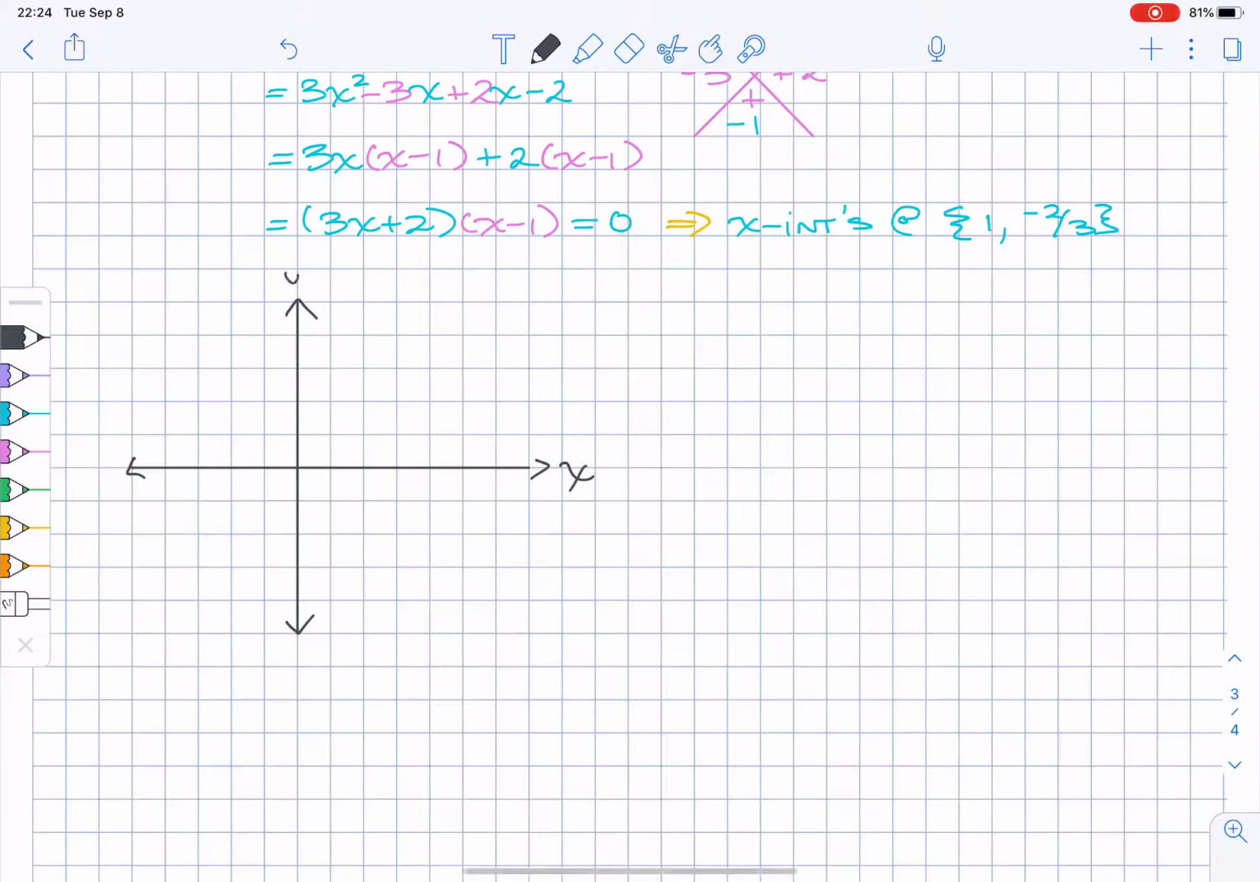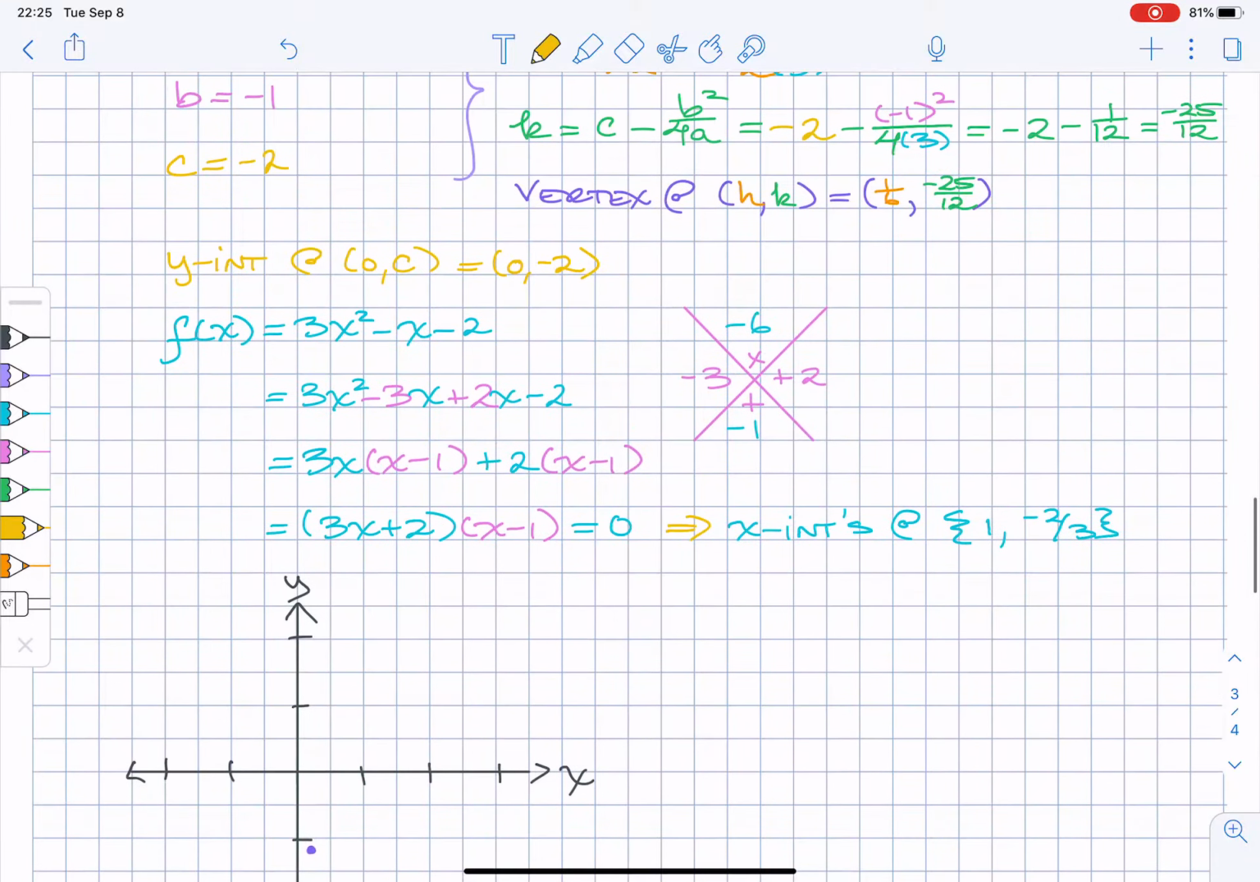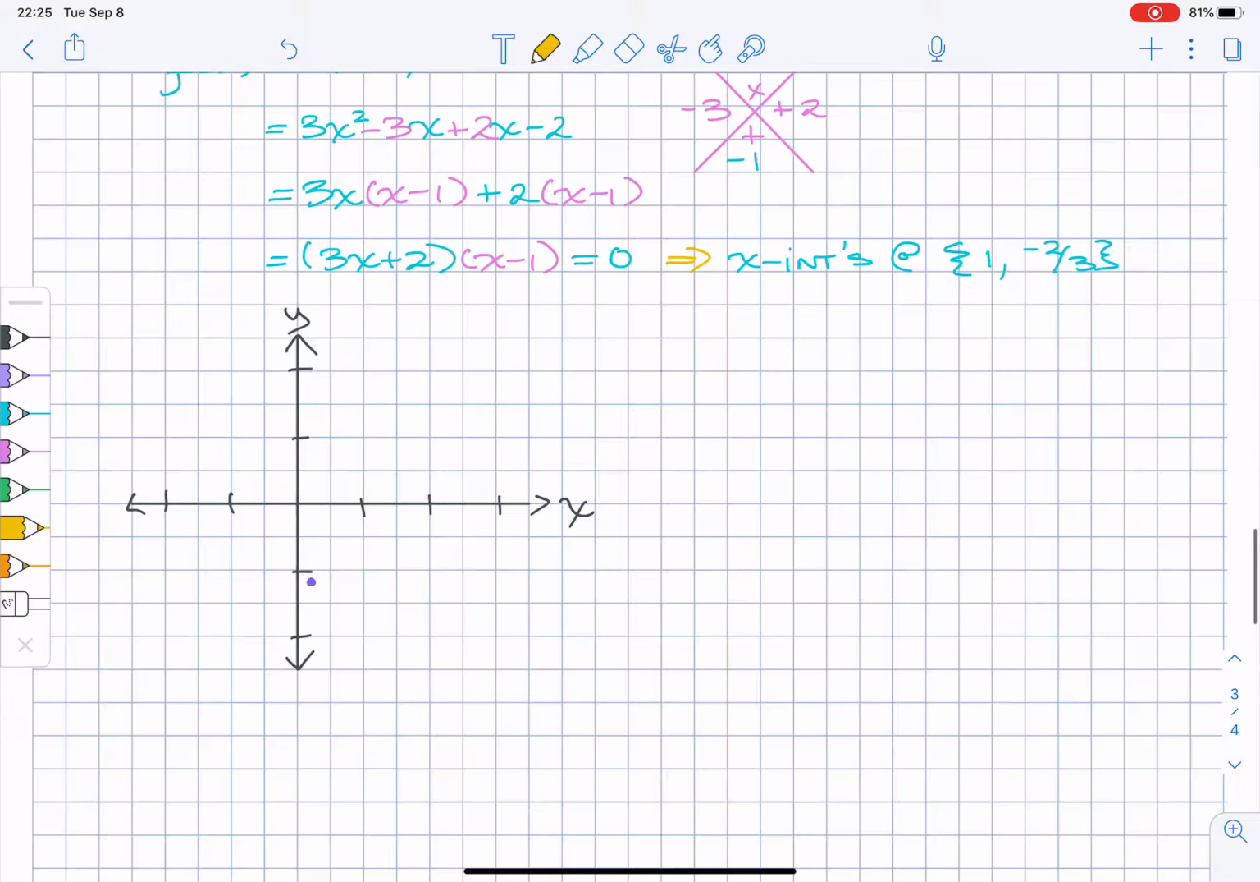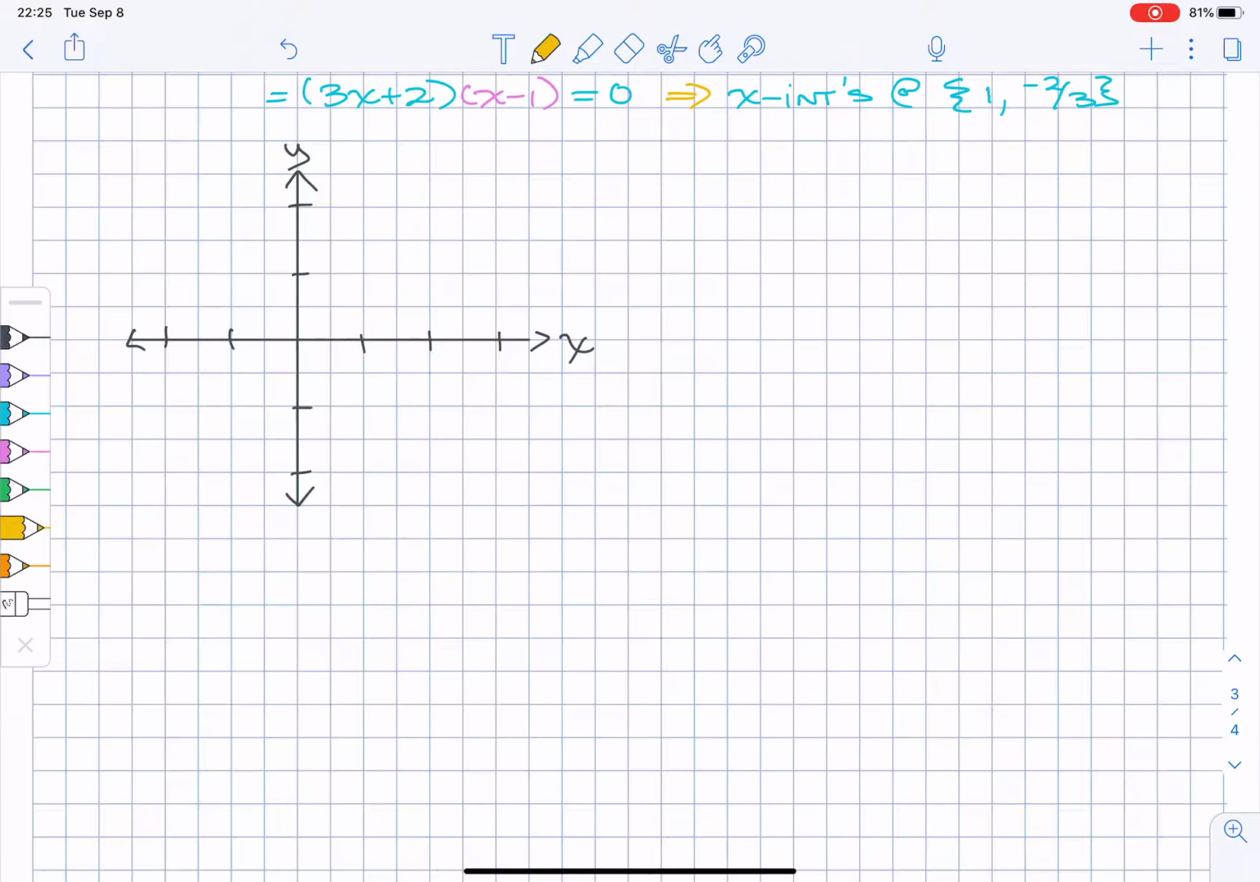So x and y. So we have 1, 2, 3. 1, 2. Okay. So my vertex was at 1/6 and a little over 2. There's my vertex. My y-intercept, however, was at 0, negative 2. Oops. Oh, sorry. That's not 2. I'm doubling. Got to double. Forgot to double. Okay, so here we are.